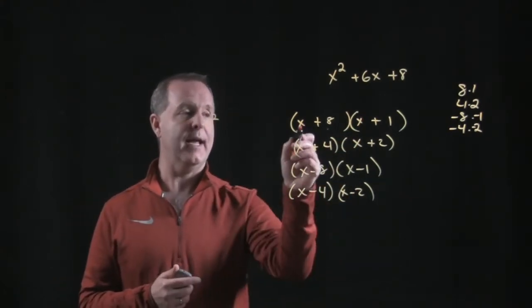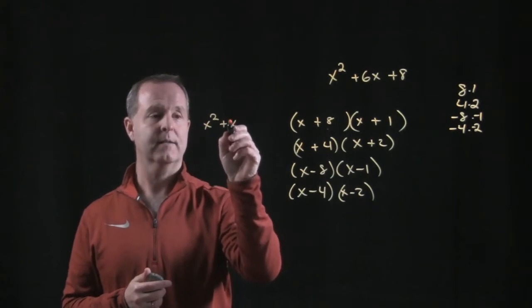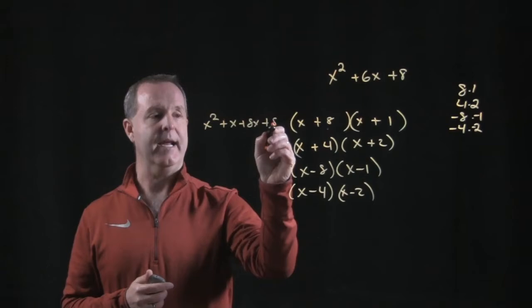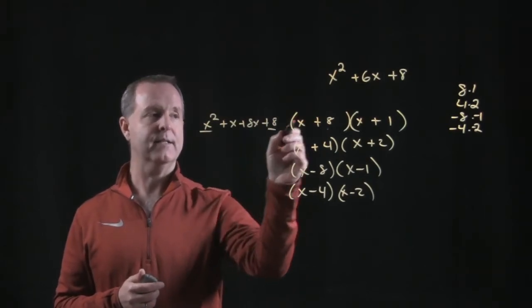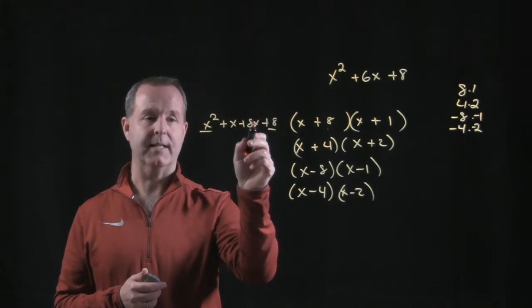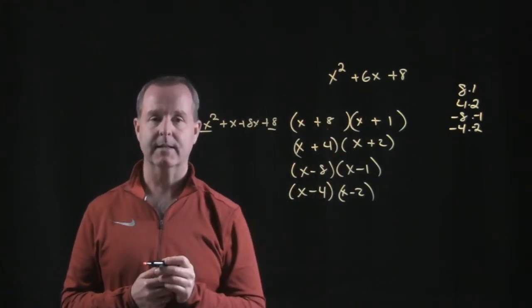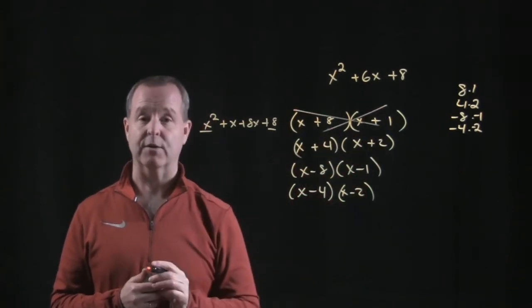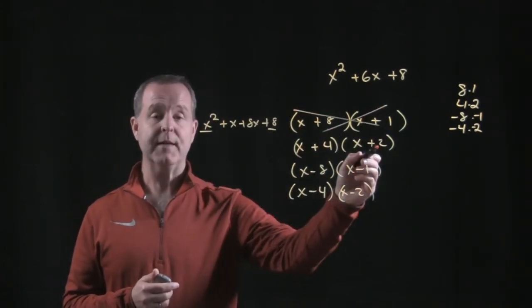The outer terms, x times a 1 is a 1x. The inner terms is an 8x. And the last terms is an 8. Notice the x squared and the 8. We already knew that. But do the collection of the outer and inner terms, x and 8x, make a 6x? No, they don't. So we know that this is not the correct factored form. Let's look at this one.